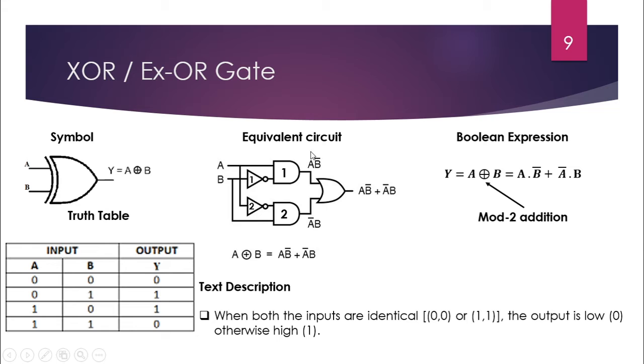Here is the equivalent circuit for XOR gate. The equivalent circuit for XOR gate is built using two AND gates, two NOT gates and one OR gate. Here is the truth table for XOR gate. Here are the two inputs, that is 0 0, 0 1, 1 0, 1 1. The text description for XOR gate is when both the inputs are identical, that is 0 0 or 1 1, the output is low. Otherwise, the output is high.